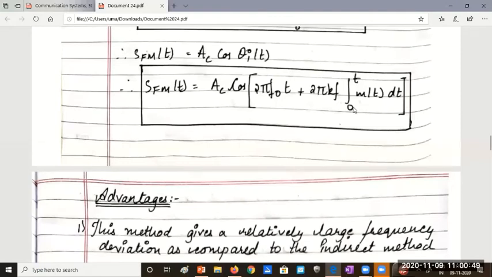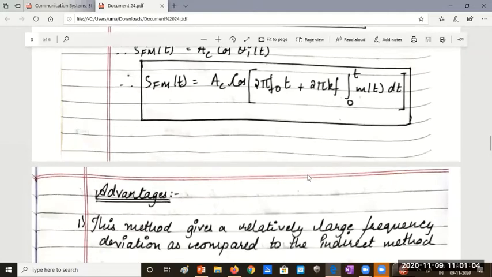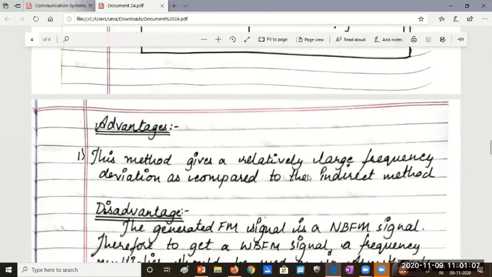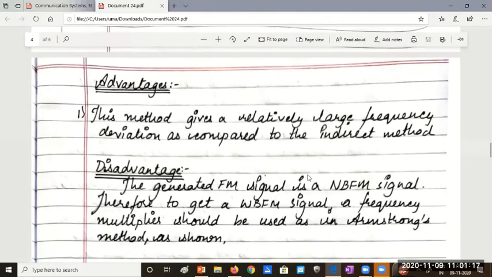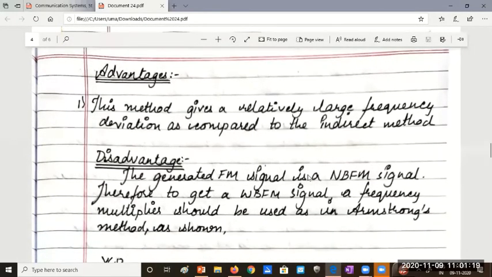This is the direct method of FM generation. So the direct method of FM generation involves a Hartley oscillator using a varactor in parallel with fixed capacitance C0. Now, coming to the advantages of this method, one main advantage is it gives a large frequency deviation as compared to the indirect method. You haven't yet seen the indirect method. I'll show you next. So it gives you a good or large frequency deviation directly.